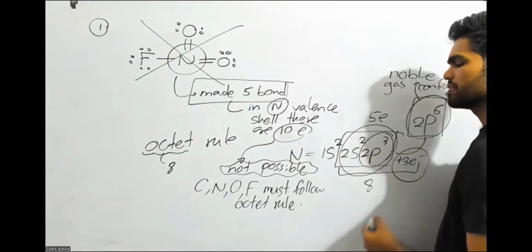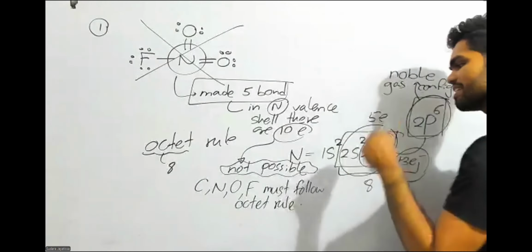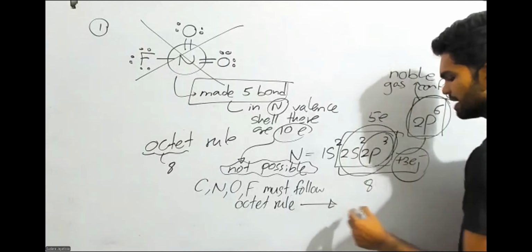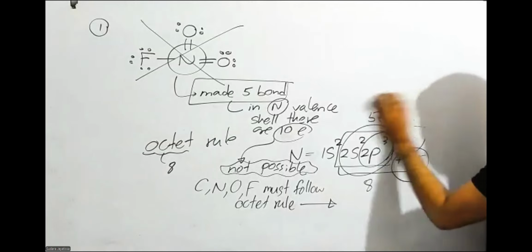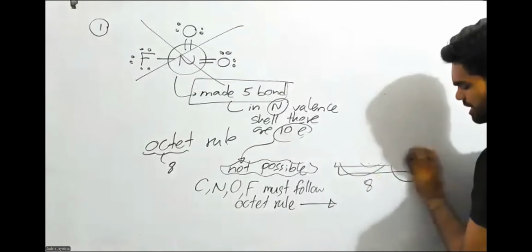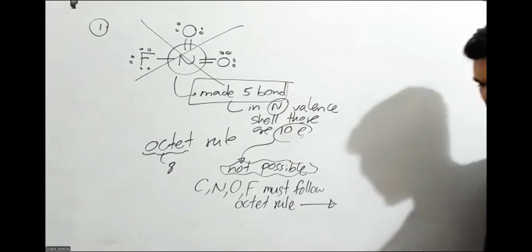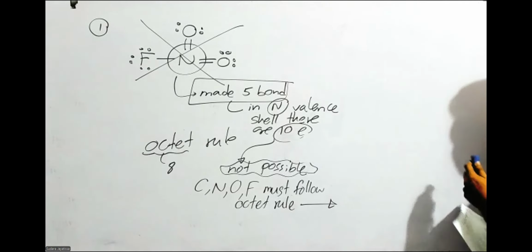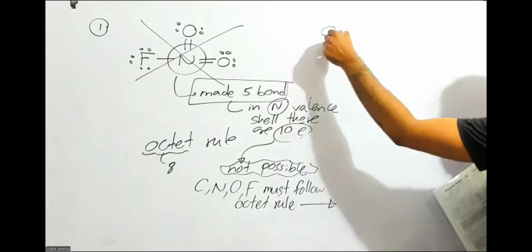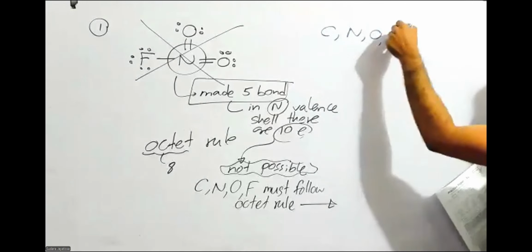Understand? Not possible. Because why? Because in the second energy level, they must follow the octet rule. We have to write a reason for that also, like I mentioned here. So nitrogen and other elements like to keep their 8 electrons. For example, take several elements: carbon, nitrogen, oxygen, chlorine.